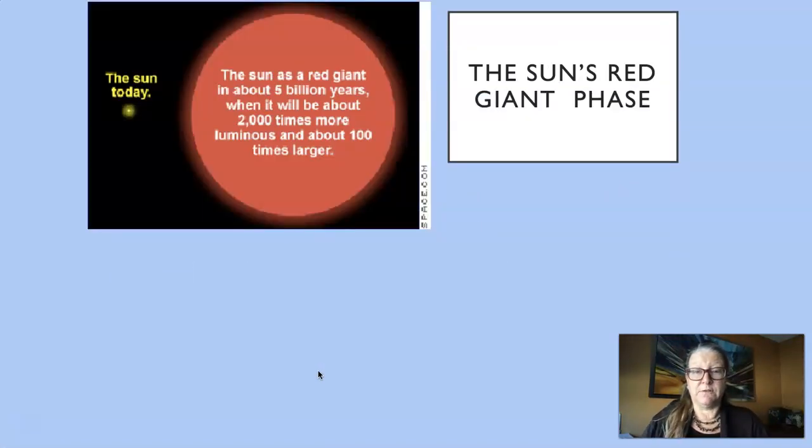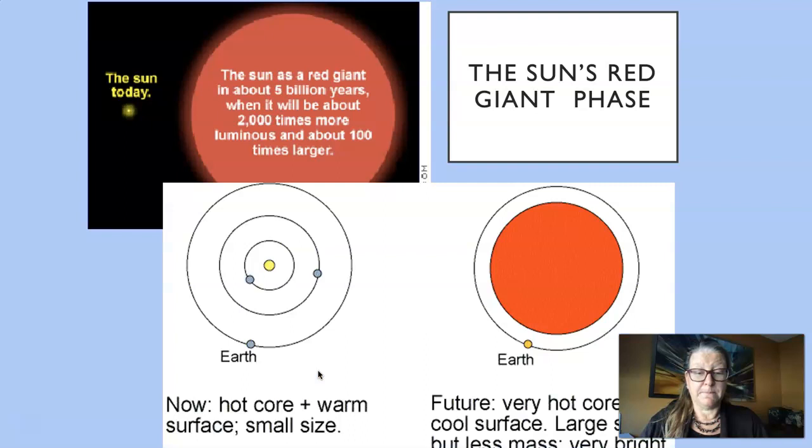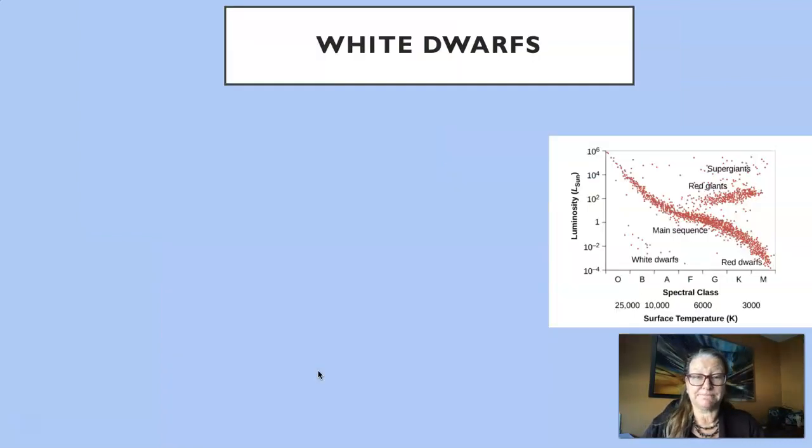Here's a little cartoon of the sun today and what it will look like in about 5 billion years. It's going to be about 2,000 times brighter and 100 times larger. Is that going to engulf the Earth? Well, some people think maybe it will. Some people think maybe it'll just go all the way as far as Venus. In any case, we won't be around to see it.